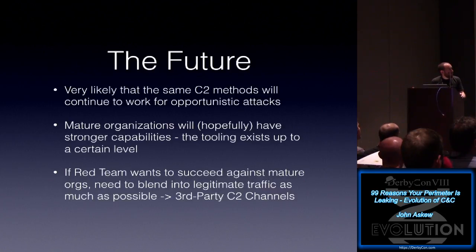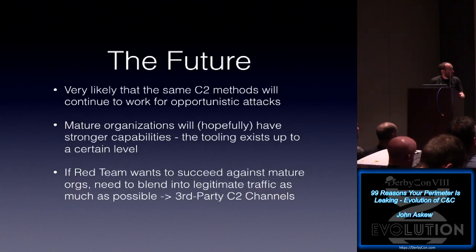So I'd say it's likely that all these methods will continue to work in some cases, particularly opportunistic attacks. And in fact, if a bind shell or reverse shell is going to work for you in a particular situation, then you might as well use that instead of doing something more advanced, given your situation and the constraints you're operating under. Hopefully, we're going to see mature organizations continue to improve their capabilities for detecting and preventing a lot of these methods. And there's tooling out there that exists up to a certain level, I believe.